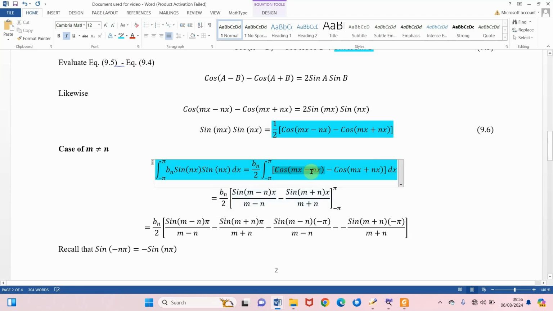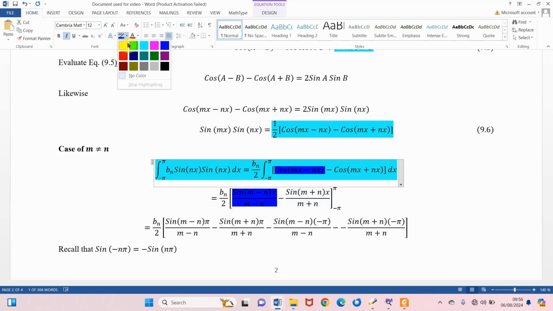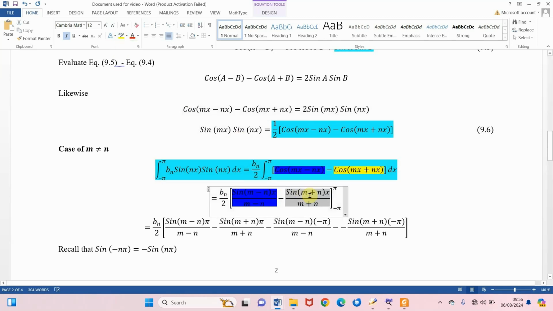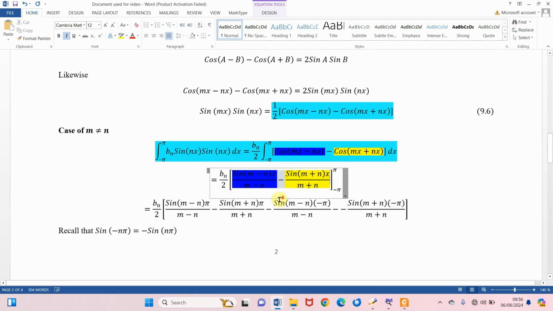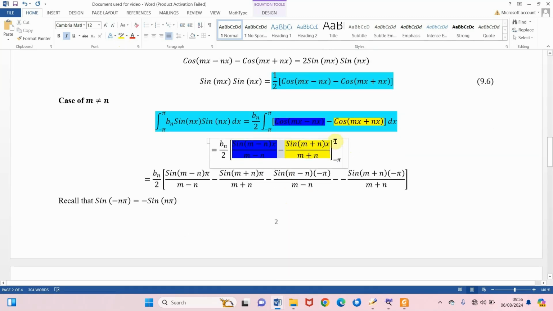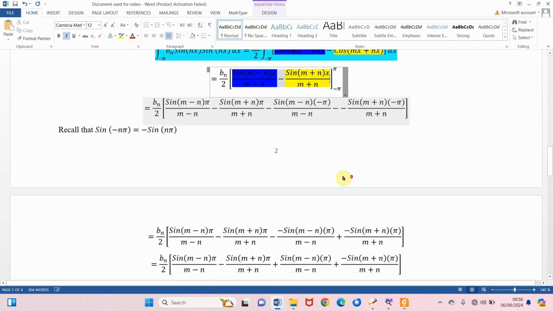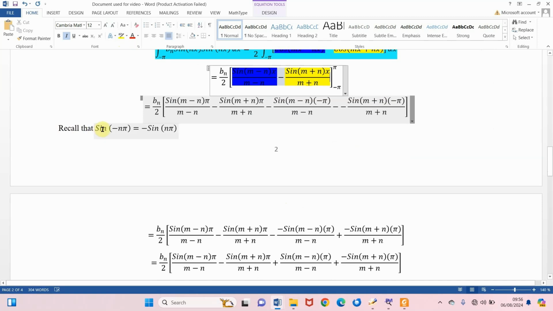Let me highlight them one after the other. This expression here, if you integrate, you have this one. And this one, if you integrate this one here, you will have this expression. So that is okay. You evaluate, you use the upper limit, then minus the lower limit, then you have this expression. Then you recall the fact that sine of minus n pi is an odd function, which will give us minus sine n pi.